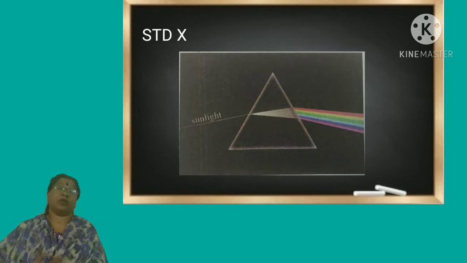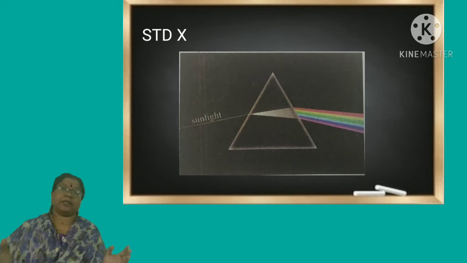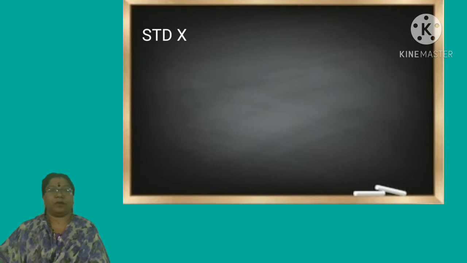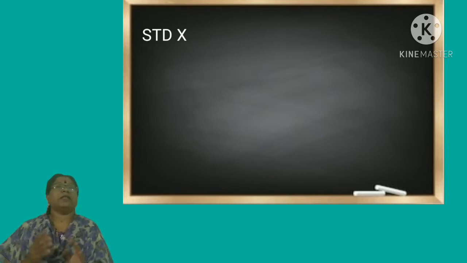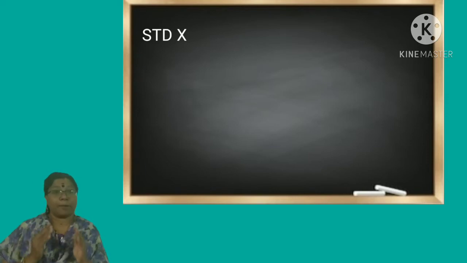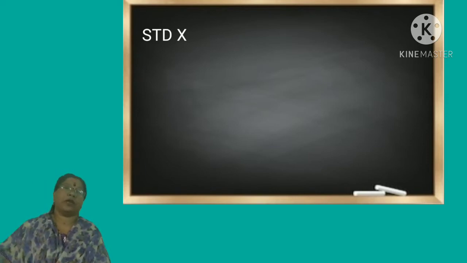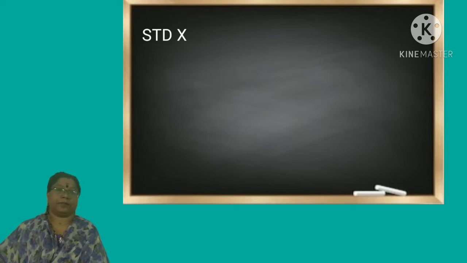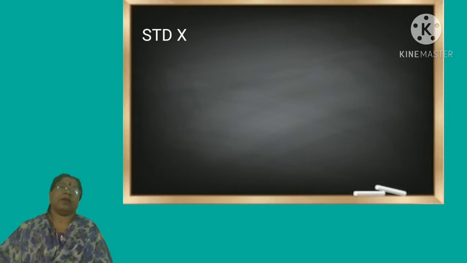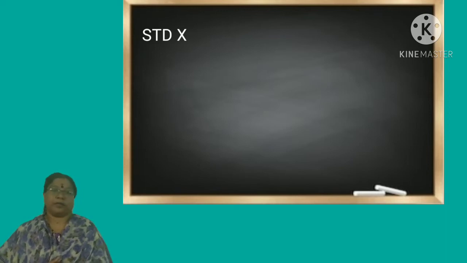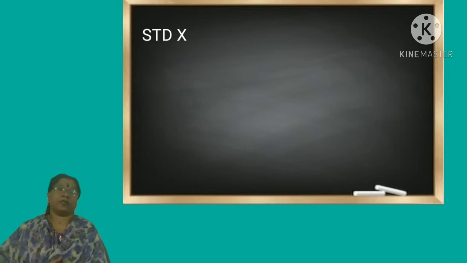So what is dispersion? What is the word meaning of dispersion? Dispersion means splitting up. So what do you mean by dispersion of light? Dispersion of light means the splitting up of a composite light into its constituent colors. So the next question is, what is a composite light? Any light that is composed of two or more colors is called a composite light. So dispersion is the splitting up of a composite light into its component colors.